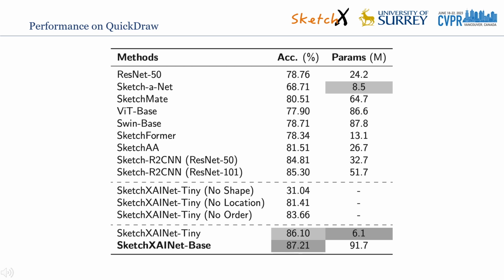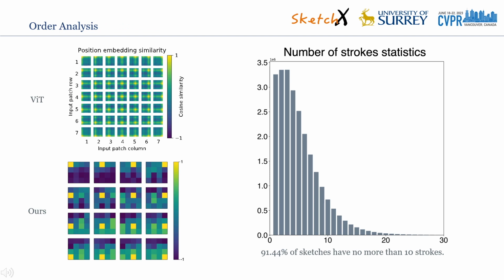We can't only focus on explainability with a poor performance, just like using a white box. From the table, you can see we beat the state-of-the-art with the smallest parameters. Here is a comparison between positional embeddings in Vision Transformer and order embeddings in our model. As you can see in this similarity map, the earlier strokes are independent of each other, and the further you go, the more similar the order embeddings become.